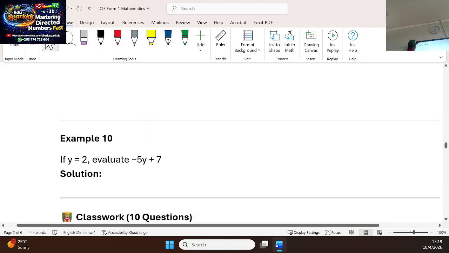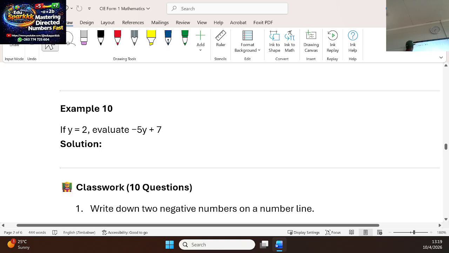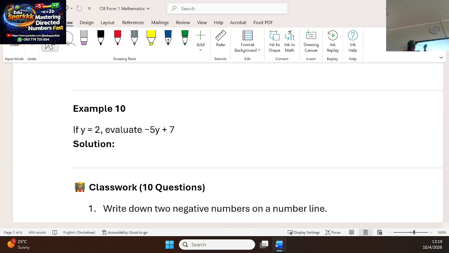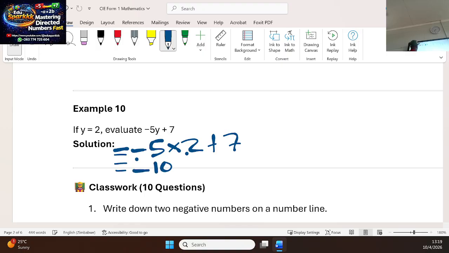Then finally, on the 10th, we also want to do a substitution and evaluation. So this will be equal to minus 5, then we multiply by whichever value that y takes, which in this case is 2, plus 7. So minus 5 times positive 2 gives us negative 10 plus 7. Now we are summing negative and positive, but the negative sign is on the bigger value, which means our result is going to be negative. Then we look at the difference between 7 and 10, which is actually 3.